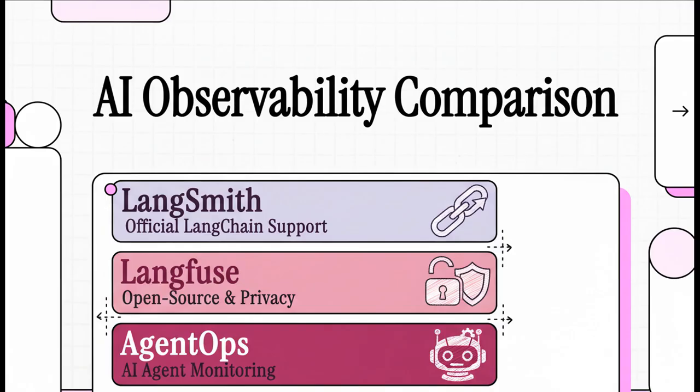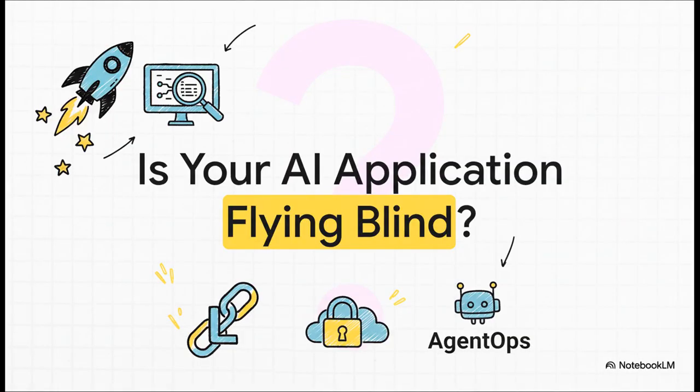Let's get into it. So picture this. You've built this amazing AI application. It's live. People are using it. But are you flying blind? I mean, really? Without the right monitoring, you've got zero visibility into performance, you don't know what it's costing you, and you can't see the errors until it's too late. It's a massive risk, and that is the exact problem these observability platforms were born to solve.